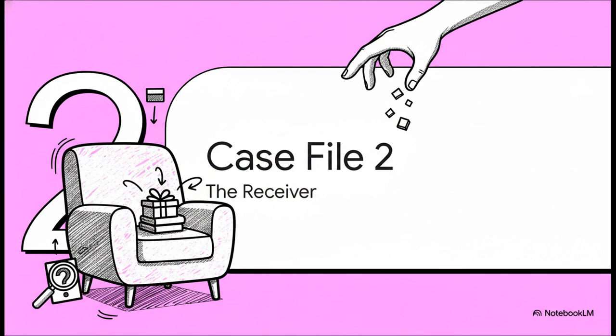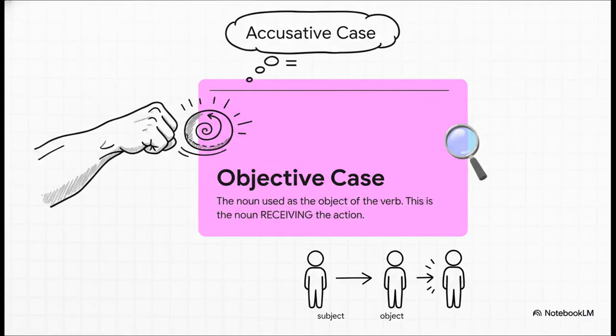See, not every noun is out there doing things. Some nouns just kind of hang back and have the action done to them. This one is the receiver. This one's officially called the objective case. And here's a little insider tip. Sometimes people call it the accusative case. But don't worry, they mean the exact same thing. This is the noun that's on the receiving end of the action. It's not doing anything, it's just getting the action.